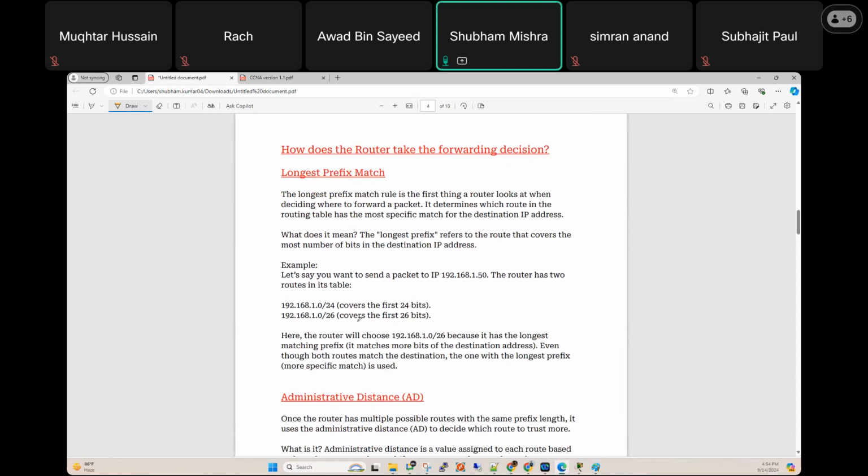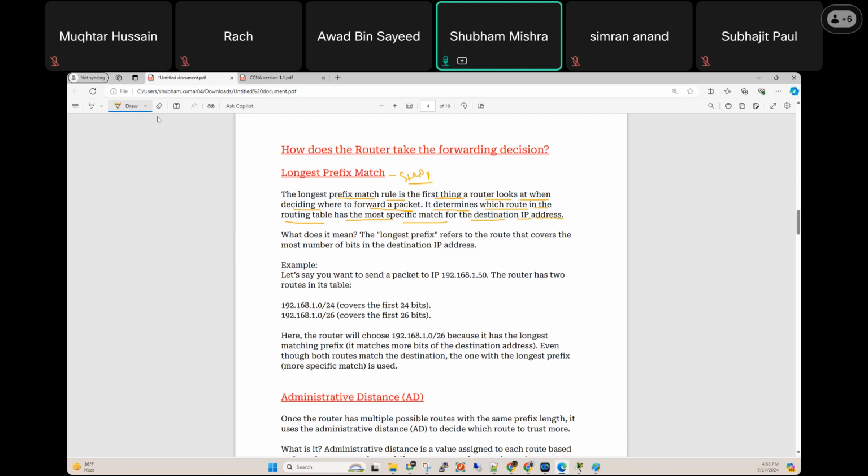There are steps. The router will mainly follow 3 steps. In step number 1, the router checks the longest prefix match. What is the longest prefix match? The longest prefix match rule is the first thing the router looks at when deciding where to forward the packet. It determines which route in the routing table has the most specific match for the destination IP address.